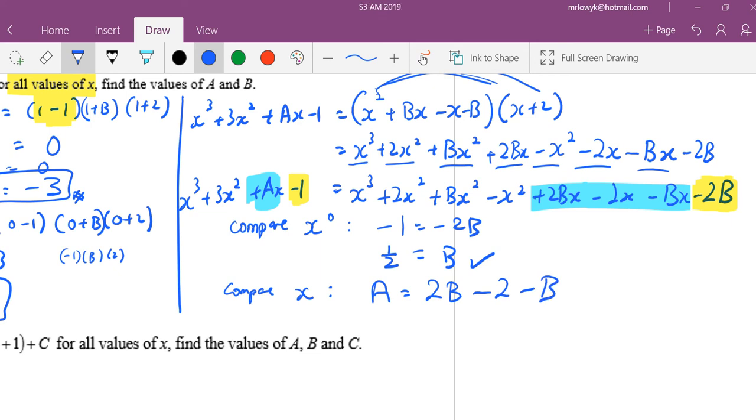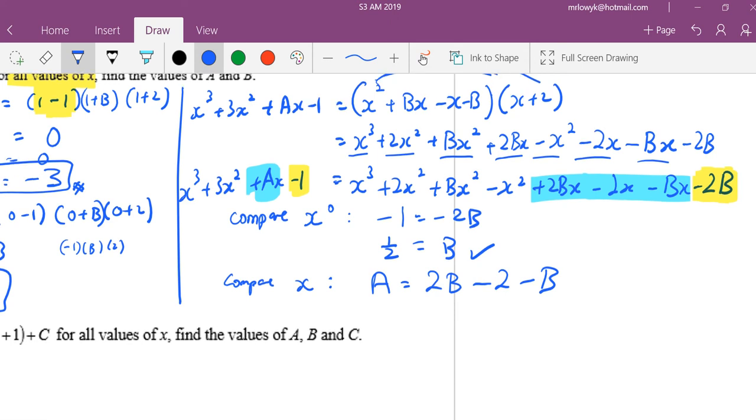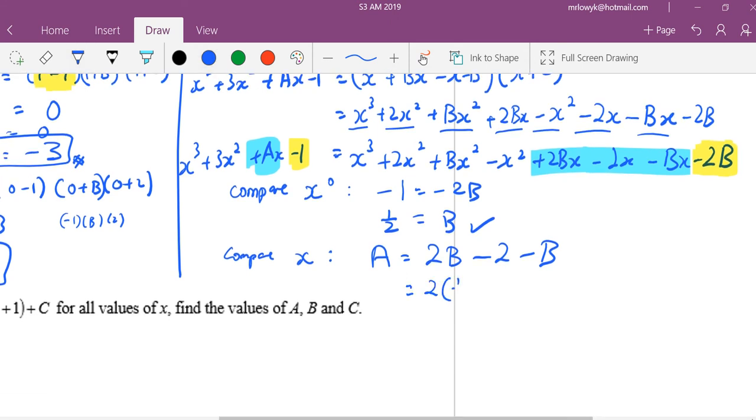Do you follow? Do you know how I write like that? Yeah, I need to sub in b. Mingyuan, this is ax, right? So compare the coefficient. That means I only write a. Right, I got 2bx. So I write 2b. I got 2x. I write -2. I got bx. I write -b. So what do you do? You sub in b equals to half. So what is the answer? 1 minus 2. What's the answer?